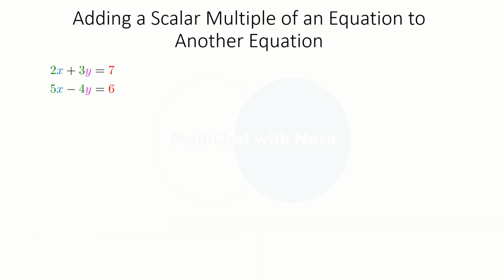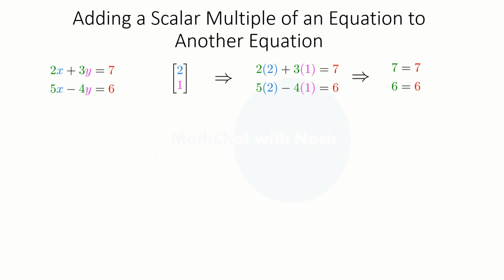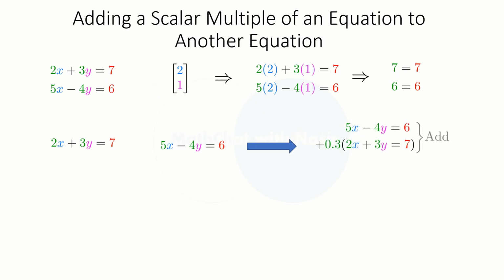Let us look at another operation that also preserves the solution. We have two simultaneous equations 2x plus 3y equal to 7 and 5x minus 4y equal to 6. The solution of these equations is x equal to 2 and y equal to 1. Let's create another system of linear equations by modifying the original system. Take the first equation as it is and modify the second equation by adding to it 0.3 times the first equation. We multiplied the first equation by 0.3 and added it to the second equation. Now replace the second equation with the new equation.